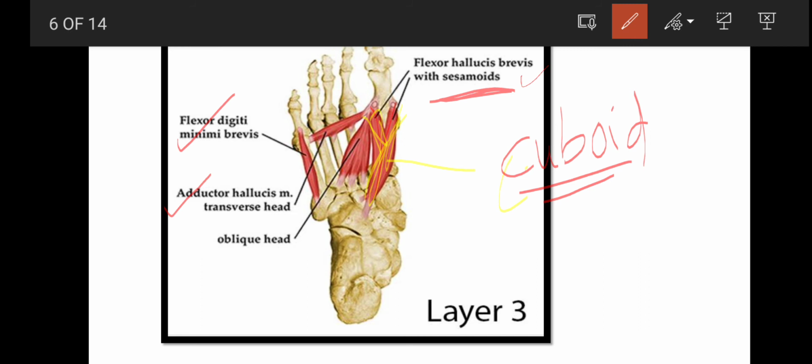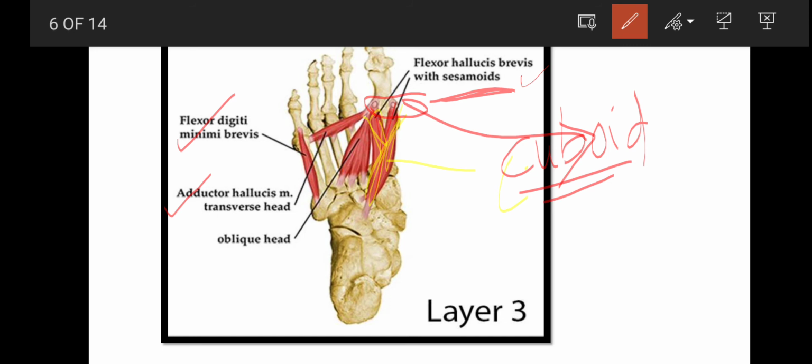Now this Y-shaped muscle splits into medial and lateral parts again, and each of these ends in a tendon. This is inserted towards, you can see here, this part, that is the base of the proximal phalanx of the great toe. A Y-shaped muscle inserting to the proximal phalanx of the great toe.